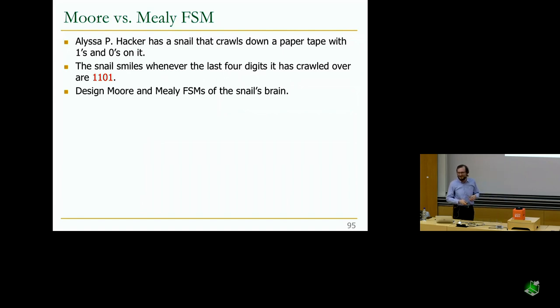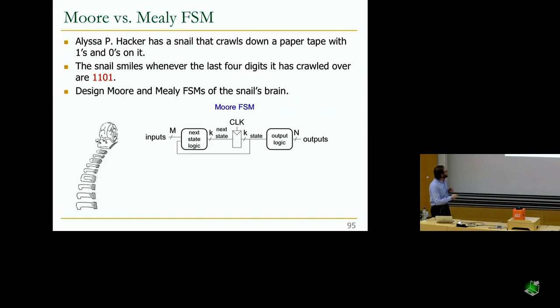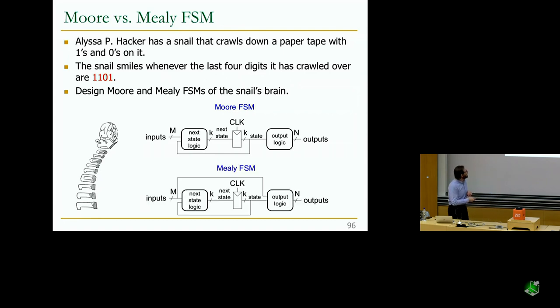If you want to make the snail smile, put a lot of 1101s. Essentially, you could design different FSMs of the snail's brain. This is probably not a very intelligent brain, the way we've defined it over here. Moore versus Mealy, as you remember. Let's see if this works. This is a fancy thing that I have now.